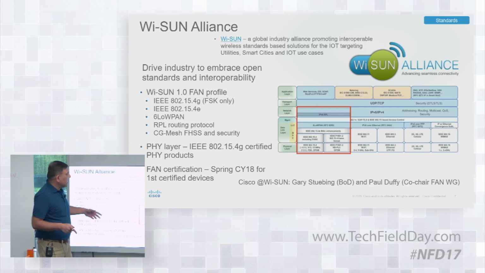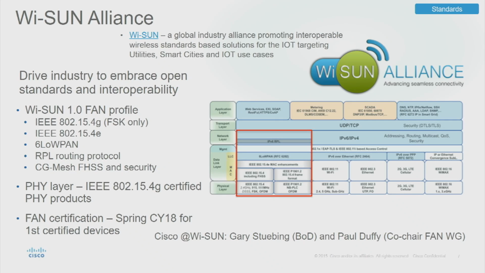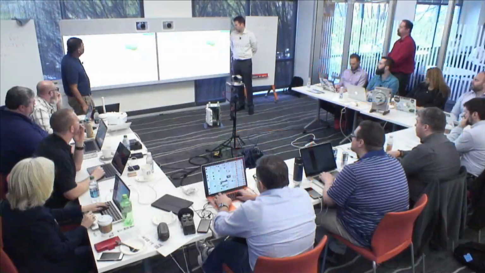Beyond contributing to these standards, Cisco formed the Wi-SUN Alliance. The Wi-SUN Alliance is similar to the Wi-Fi Alliance, an industry alliance where industry vendors as well as utilities participate. The one important thing I want to highlight is the 1.0 FAN profile, which calls out 15.4G, 15.4e, 6LoWPAN, and the RPL routing protocol. This is all part of the standards now. It also includes the CG mesh frequency hopping scheme and the security, 802.1x and 802.11i. We hope to get the Wi-SUN certification, with the first certified devices, this spring.